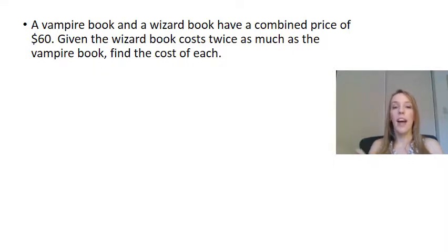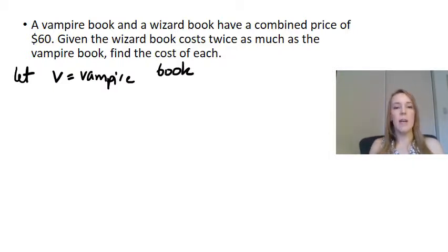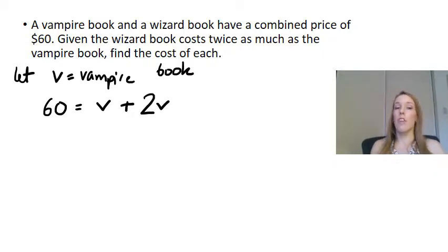So first thing we have to do is we have to define our variables. So we know that the wizard book costs twice as much as the vampire book. So the vampire book is the lesser value. So we'll say vampire book, let's say V. So V equals vampire book. Okay. So I should write let V equal the vampire book. So now we have to write our equation. So the total cost is $60. So $60 equals the price of the vampire book plus the price of the wizard book. And the wizard book costs twice as much as the vampire book. So it's 2 times the vampire book.